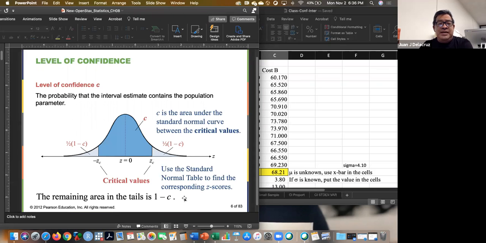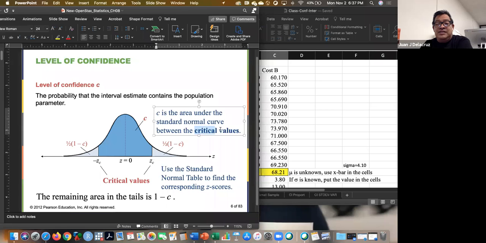So let me, before that, explain what happens with the level of confidence. I'm telling you that the level of confidence is how much error I am willing to take. In this case, the level of confidence is going to be determined by C, this letter. So every time you see C, that means the level of confidence: the probability that the interval estimate contains the population parameter. So C is the area under the standard normal curve between the critical values. This is a very important concept because the first thing I'm going to get is a confidence level.